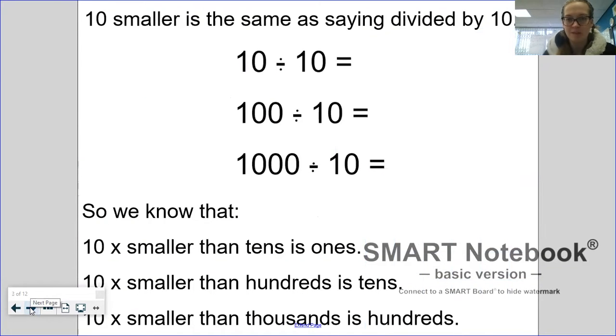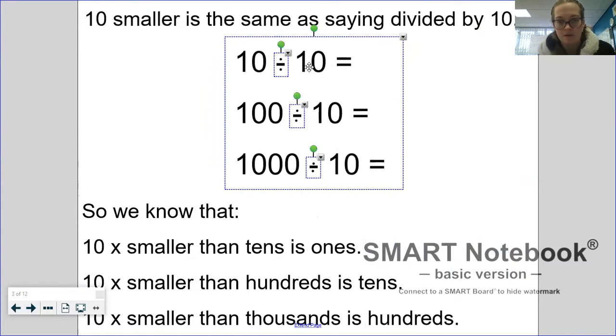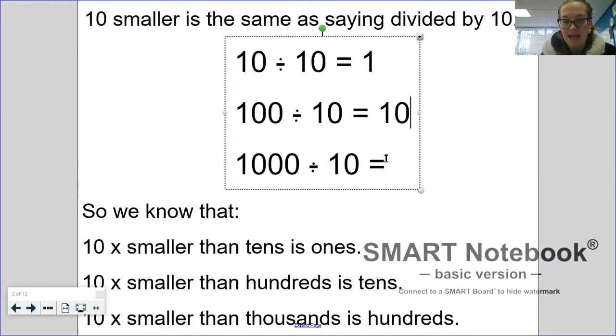So 10 times smaller is the same as saying divided by 10. So 10 divided by 10 is 1. 100 divided by 10 is 10. And 1,000 divided by 10 is 100.